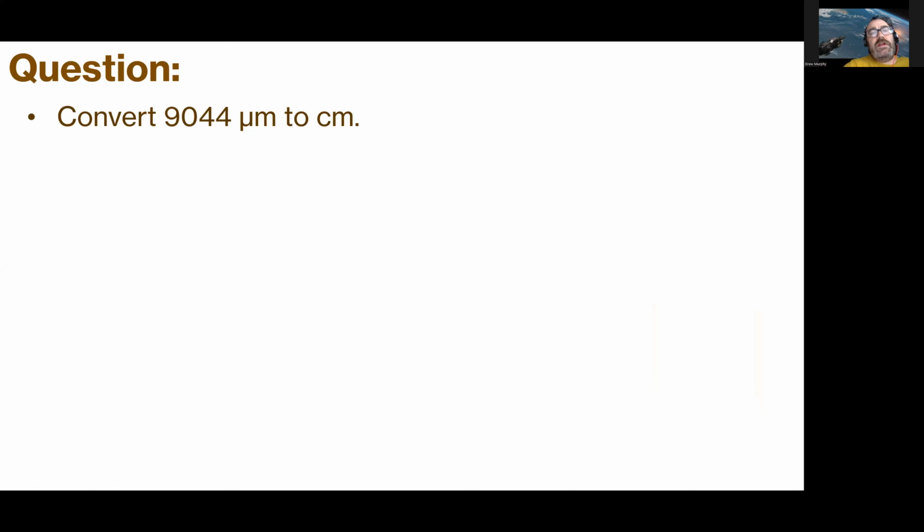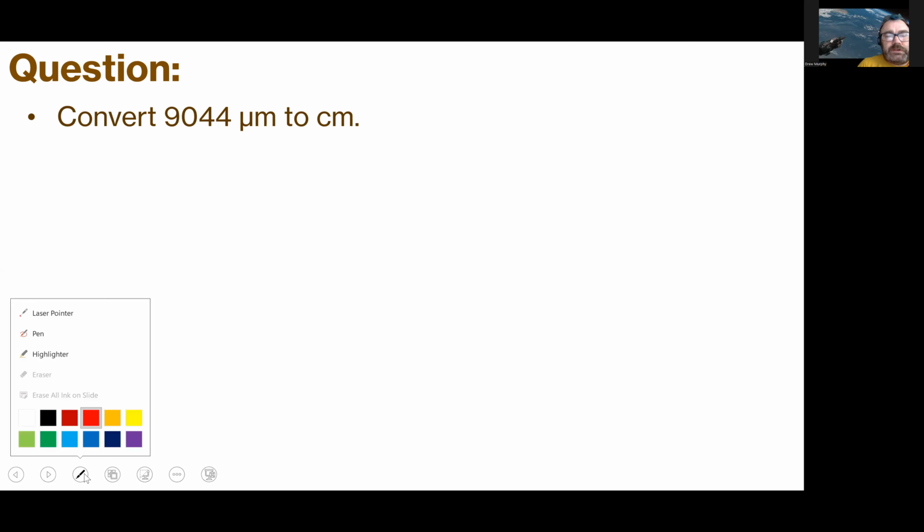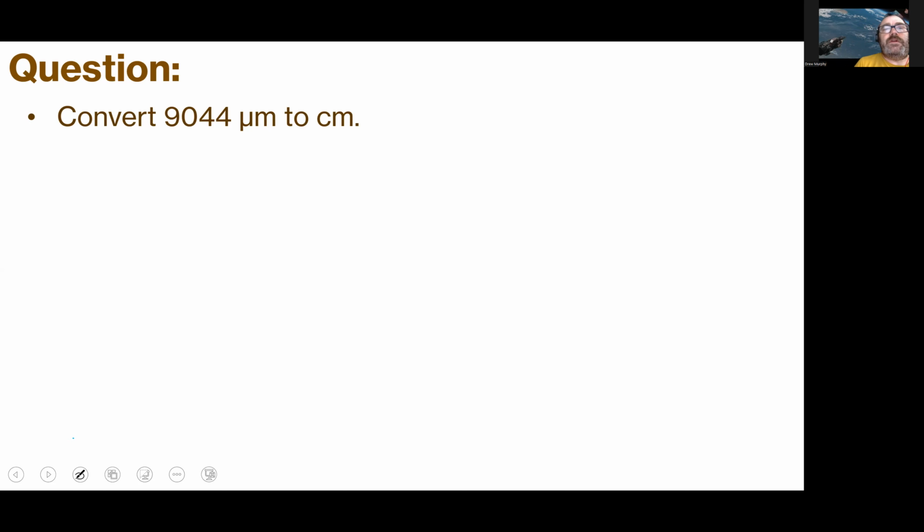All right, straightforward. We're going to convert 9,044 micrometers to centimeters. This is a metric prefix conversion. There are two ways through this. First off, before I dive off the deep end here, figure out where you want to start. This is straightforward. It's the number we have, so this is our start. There are two routes through this.